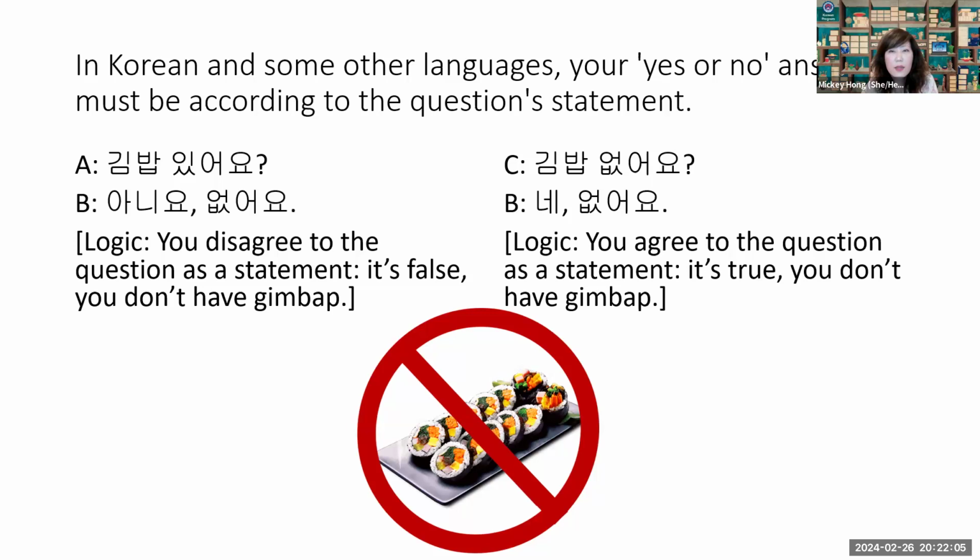They ask you the yes or no question negatively. "김밥 없어요?" Think of this question as a statement, whether it's true or not. You don't have kimbap? You agree to the question as a statement, so it's true that you don't have kimbap, so you say 네, 없어요. You're right. It's true that I don't have kimbap.